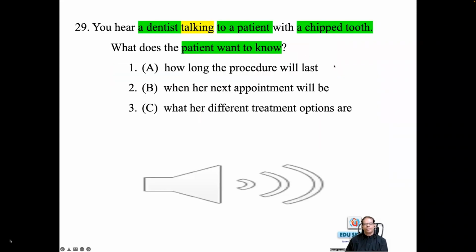Okay, please read. You hear a dentist talking to a patient with a chipped tooth. What does the patient want to know? Option A, how long the procedure will last? Option B, when her next appointment will be? Option C, what her different treatment options are?